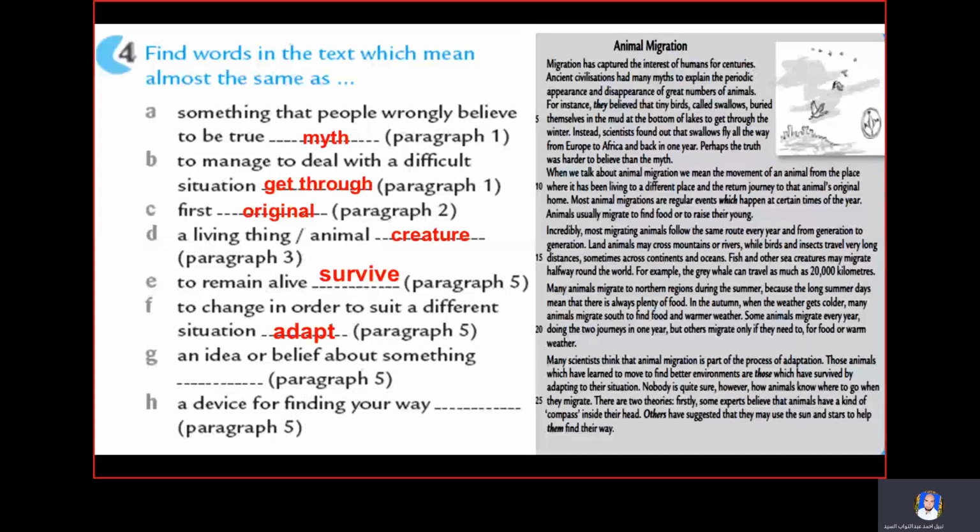Adaptation is a noun. An idea or belief about something, theory. A device for finding your way. If you want to know your way in the desert, you should use a device. What is this device called? It's called a compass. A compass.